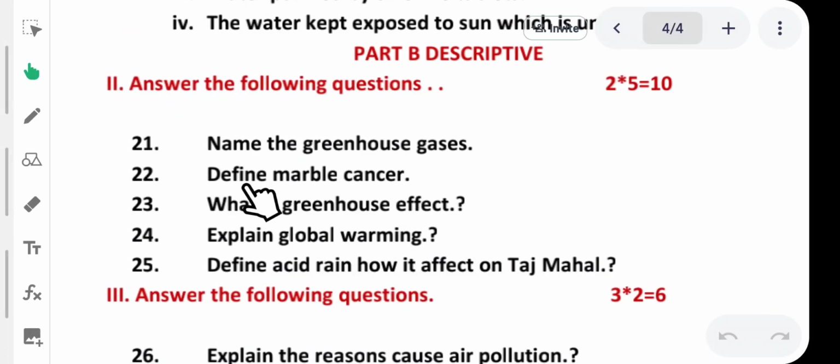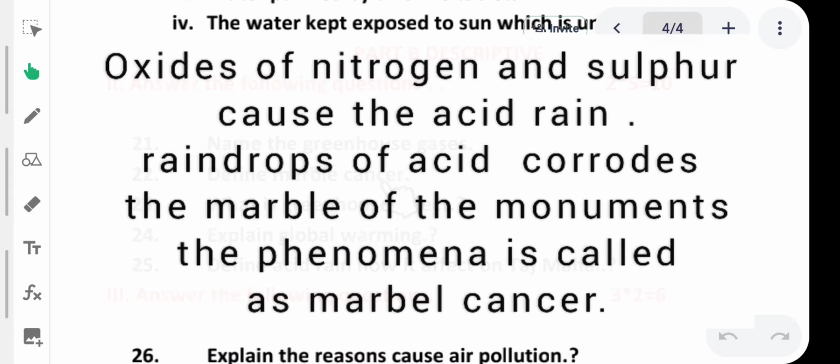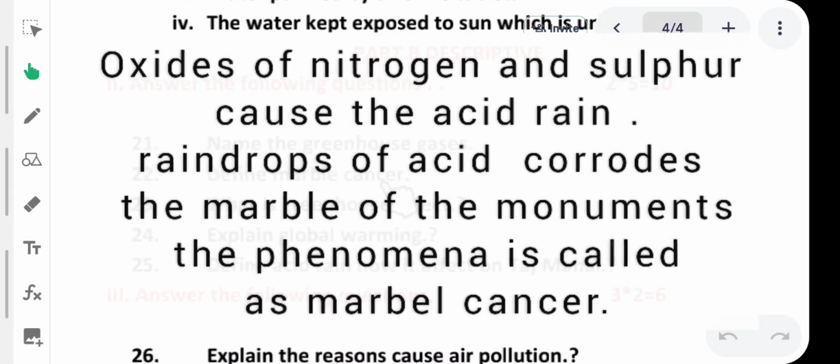Next question, define marble cancer. When the air pollution is more, at that time, the acid rain that corrodes the marble of the monuments, the phenomenon is called marble cancer.